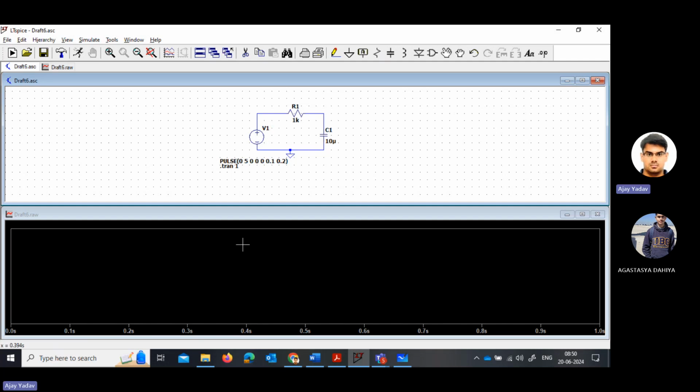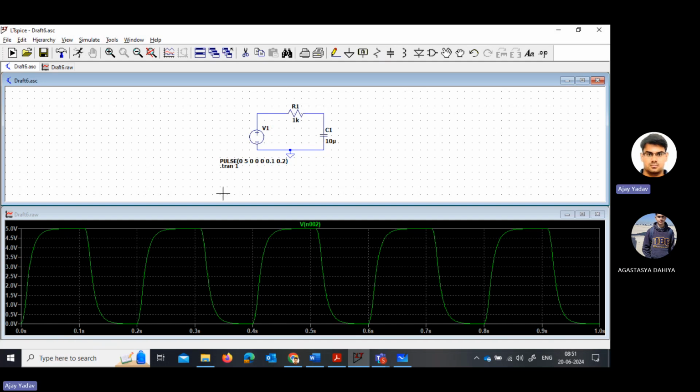Now we want to obtain the voltage across the capacitor. So this is how it is looking. Whatever input voltage you are giving, take that as a reference. If you see here, it is taking some time. It is not a steep slope. It is taking some time to go from here to here.